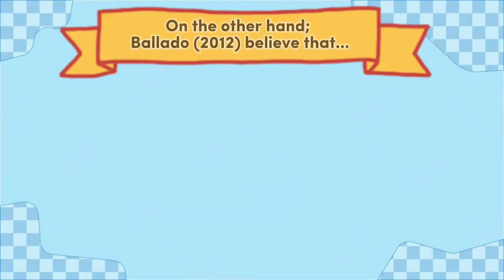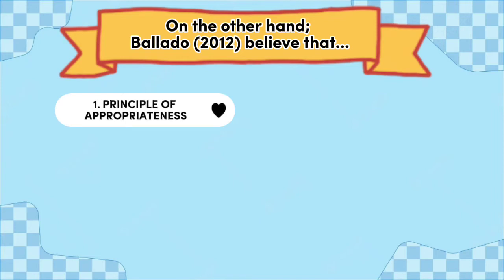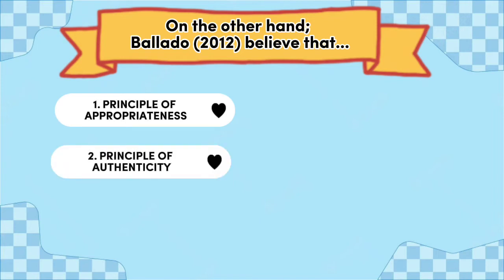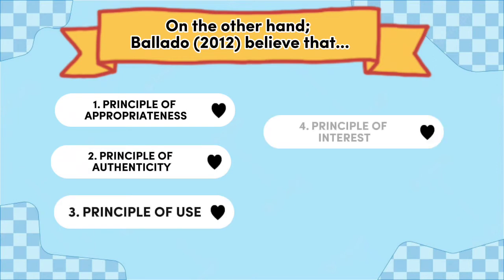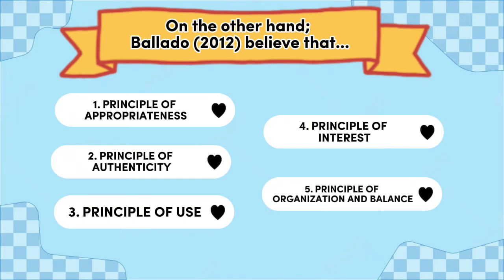On other hand, Balado in 2012 believed that the principle of appropriateness, principle of authenticity, principle of use, principle of interest, and principle of organization and balance are the right or accurate in choosing an instructional medium.